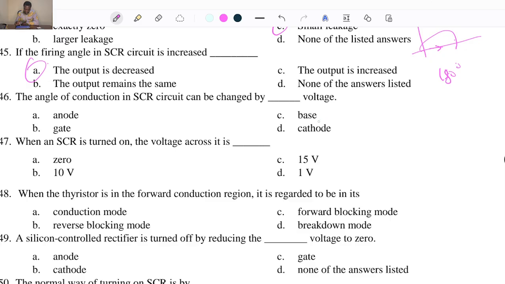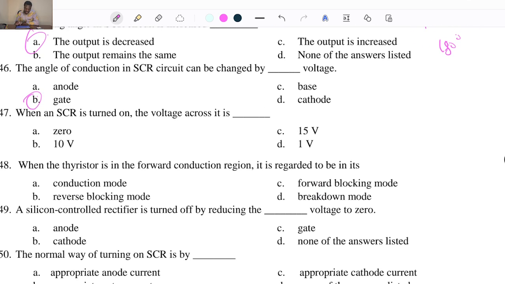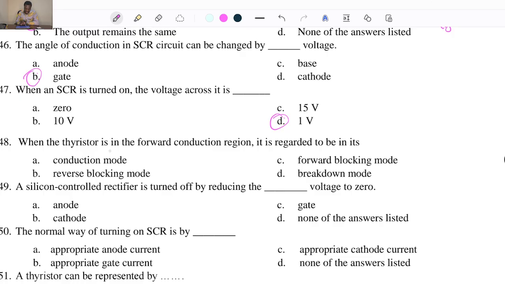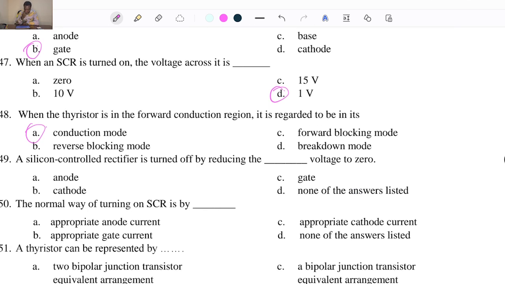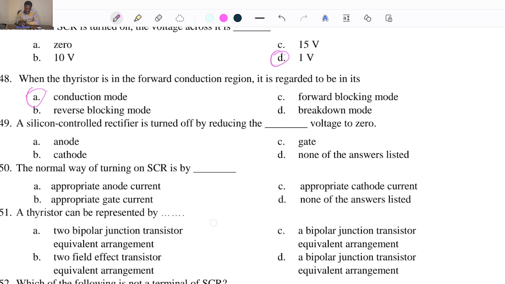Now, question 46 says the angle of conduction in a silicon control rectifier circuit can be changed by, so the angle can be changed by the gate, right? You are triggering the gate. So it's B. With a silicon control rectifier, when it is turned on, the voltage across it is not necessarily 0, right? So it's like 1 volt. When the thyristor is in the forward conduction region, it is regarded to be in the conduction mode. When you are in the forward conduction region, you are in the conduction mode.